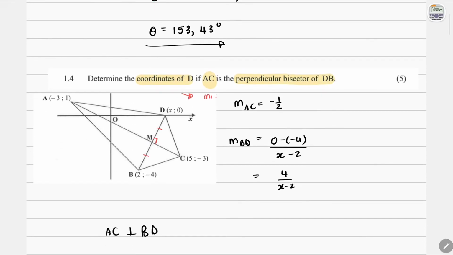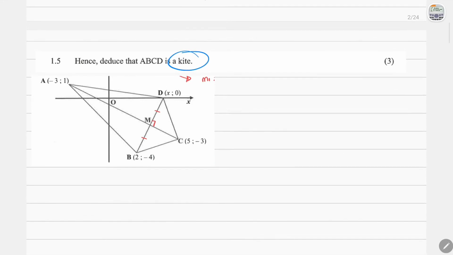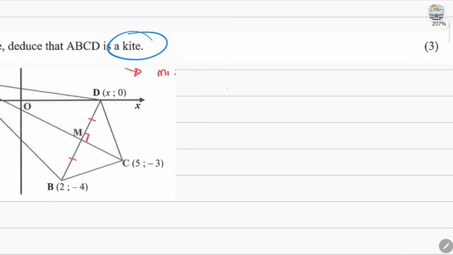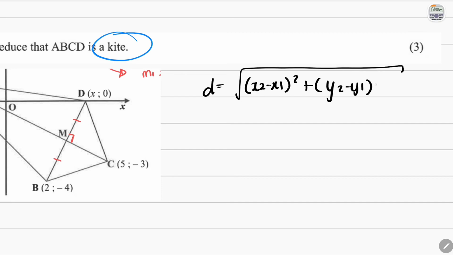Okay, so we know everything that is here now. We're just going to find these lengths. The first set of sides we need to find would be AB and AD. So let's find the distance of AB. So it's just using the distance formula. I'm going to just put the distance formula down already. So square root of x2 minus x1 all squared plus y2 minus y1 all squared.